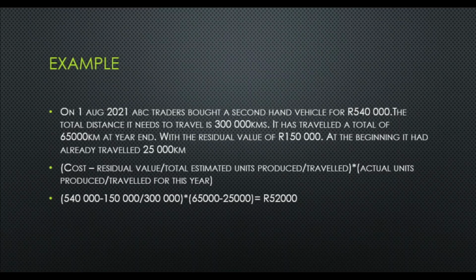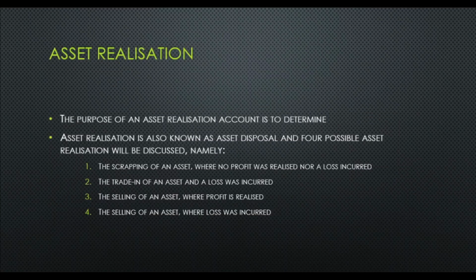So now remember the formula: cost less residual value divided by estimated units travelled times actual units travelled for this year. So we have the historical cost of 540,000 less our residual value of 150,000 divided by 300,000 kilometers multiplied by 75,000 kilometers less 25,000 kilometers, and that gives us 52,000 rands as our depreciation. So we want what the vehicle has travelled when we have started using it. Hence, we're deducting the 25,000 kilometers it had at the beginning.